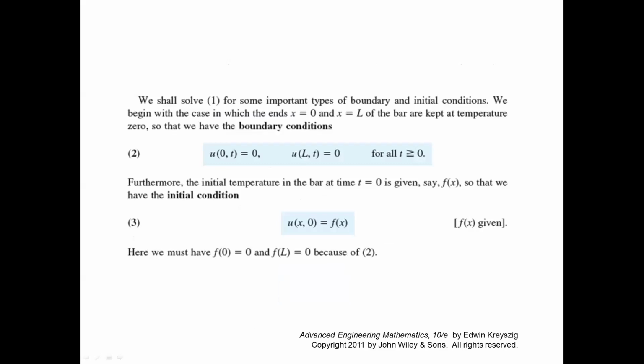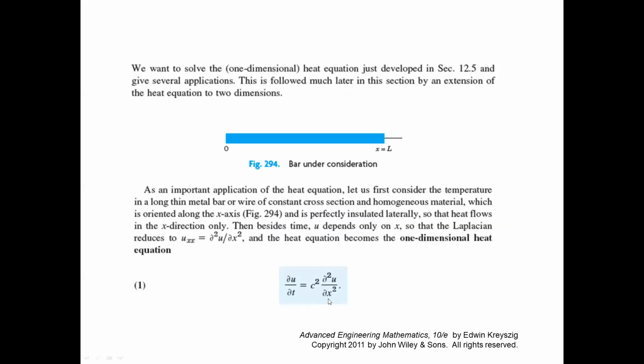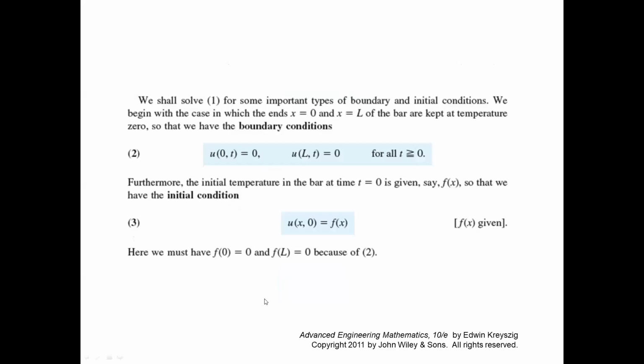In order to solve this equation, we need three conditions. Two are associated with x because it's second order with respect to x. So we have to integrate this two times. We need two boundary conditions. And on the left-hand side, it's a first order partial derivative of u with respect to time. So we need one initial condition.